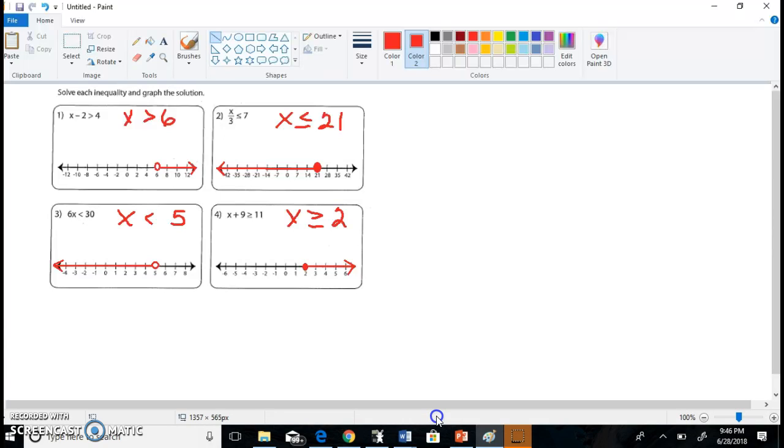Okay, here's the answers to the first 4. X is greater than 6, open circle, shade to the right. Number 2, x is less than or equal to 21, closed circle, shade to the left. X is less than 5, open circle, shade to the left. And x is greater than or equal to 2, closed circle, shade to the right.